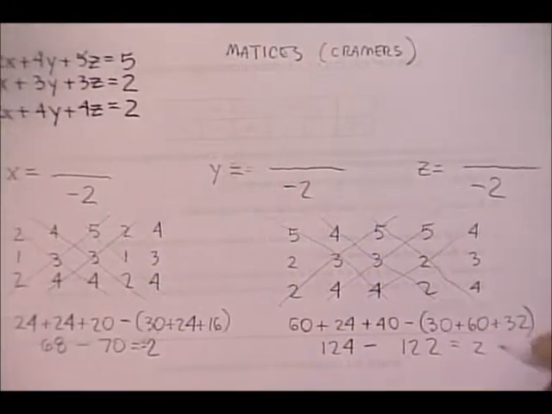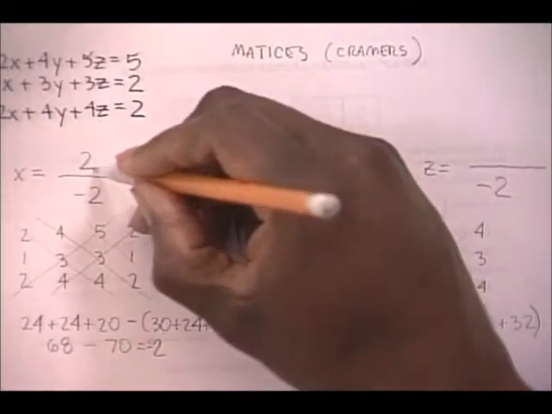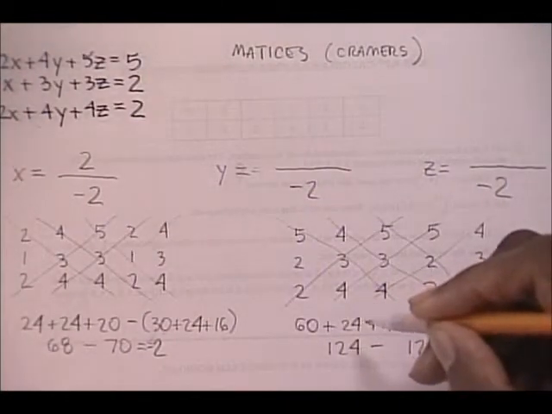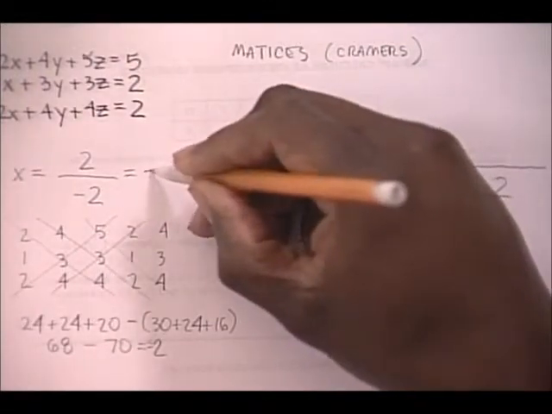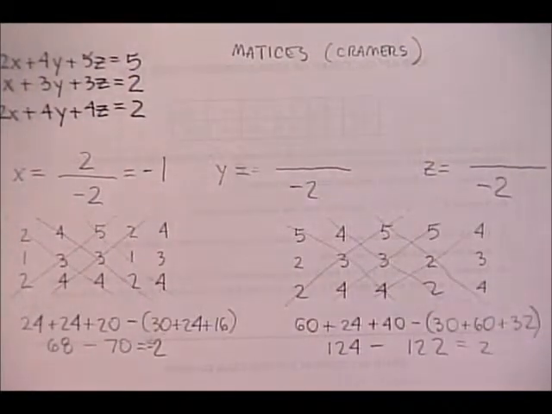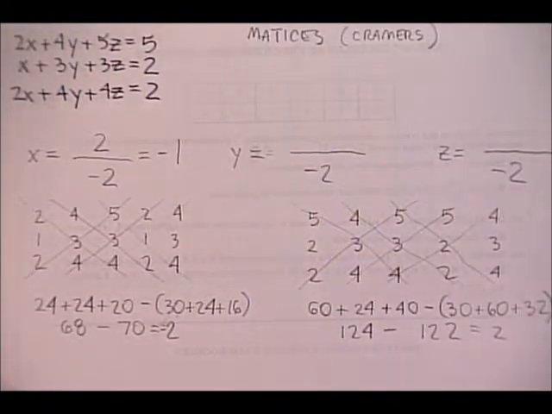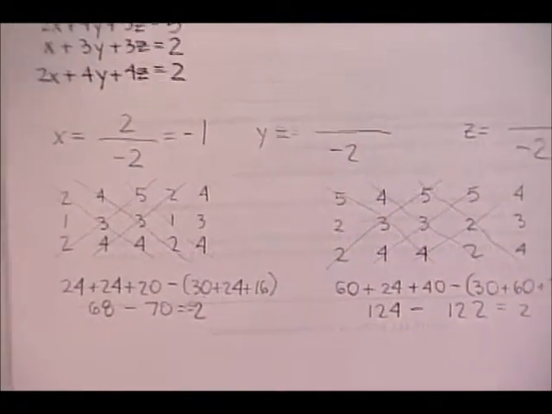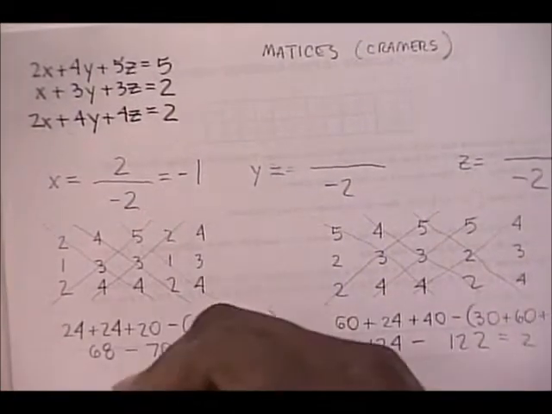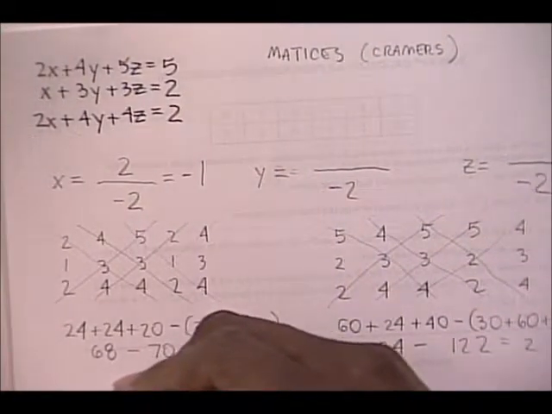That's going to represent the numerator of your answer for x, and you end up with negative 1. It's sort of a long, tedious process, but we'll continue on. So let's solve for the numerator for y. So we get 2.